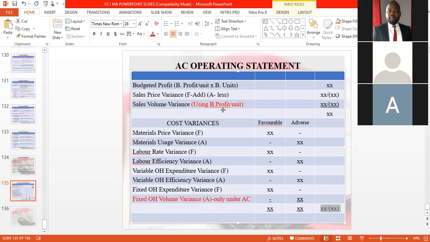Now the answer that you get when you do that is what gives you what? Actual profit. So the answer you get gives you actual profit. And this is what is used to confirm whether your variances are all correct or whether there is a problem somewhere in one of the variances. That is called AC operating statement.